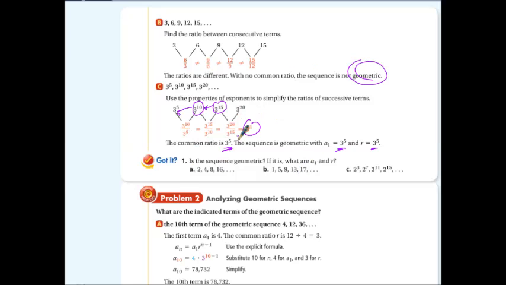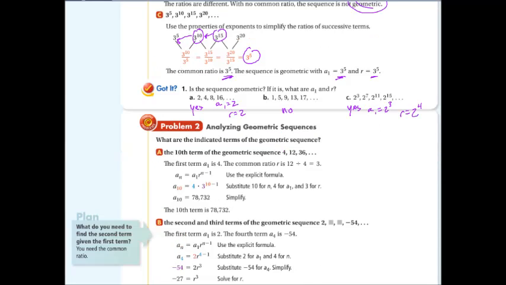All right, you're back. Let's take a look. So the answer here was a yes. A1 was 2, and the ratio was 2. B was simply a no. That's arithmetic. C was a yes. A1 is 2 cubed, and the ratio here was 2 to the 4th.